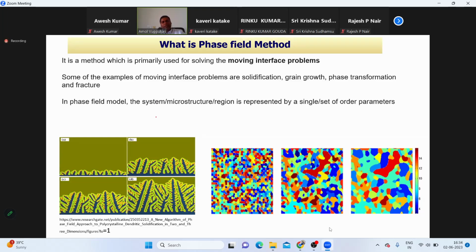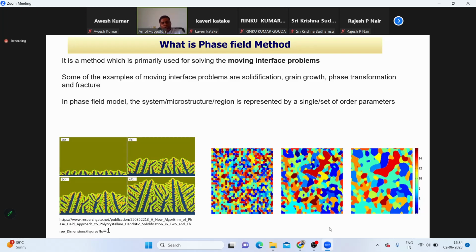In the phase field model, a system, microstructure, or region is represented by a single order parameter or a set of order parameters. For example, if you look at the grains I have shown on the bottom right, you need several order parameters to represent the grains. On the other hand, in fracture, maybe a single order parameter or single damage parameter is enough to represent the entire body.